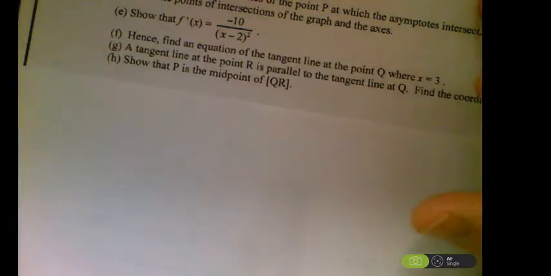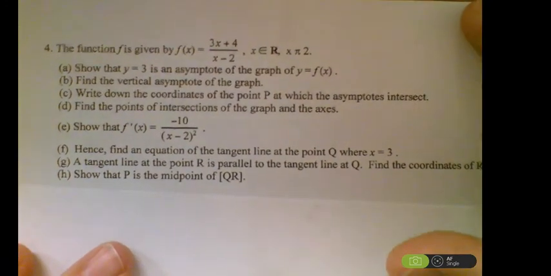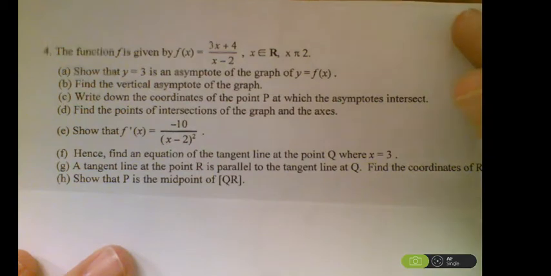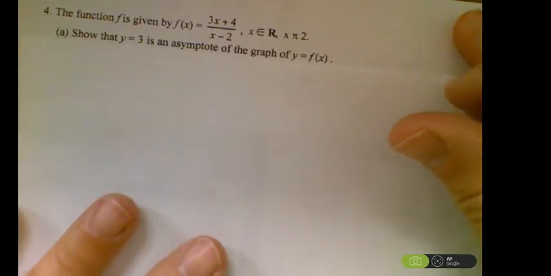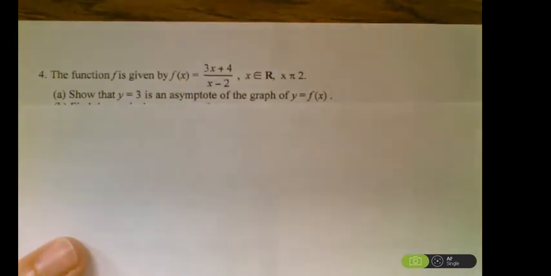We'll be doing those other ones later on down the road, when we get into part 2 of chapter 7. So we're going to be looking right here at number 4. Show that y equals 3 is the asymptote of the graph. There we go. So you've got two asymptotes here.